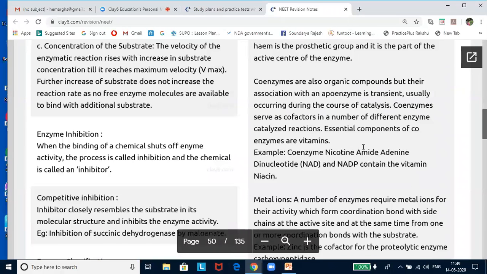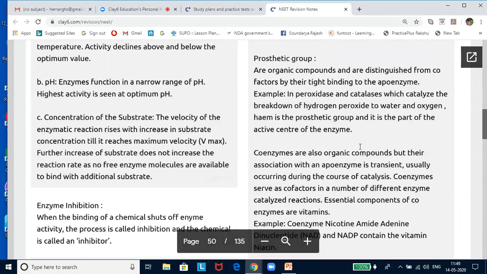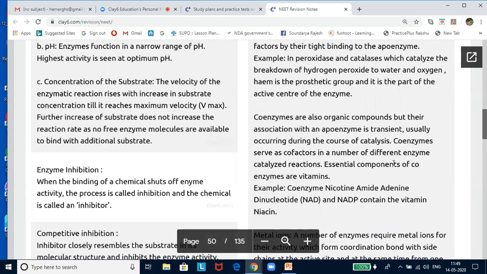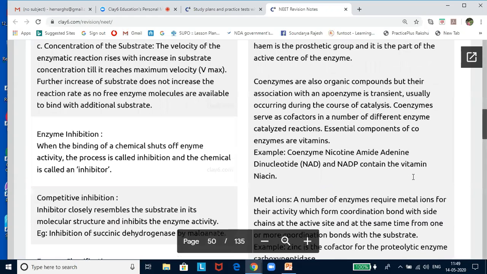Coenzymes are also organic compounds, but their association with an apoenzyme is transient. Prosthetic group, it is a tight bonding. If you look at coenzymes, it is transient. It usually occurs during the course of catalysis. Coenzymes serve as cofactors in a number of essential different enzyme catalyzed reactions.